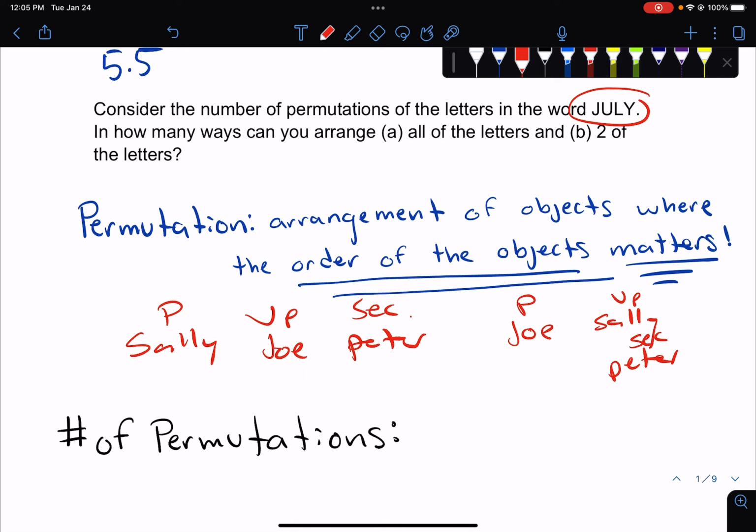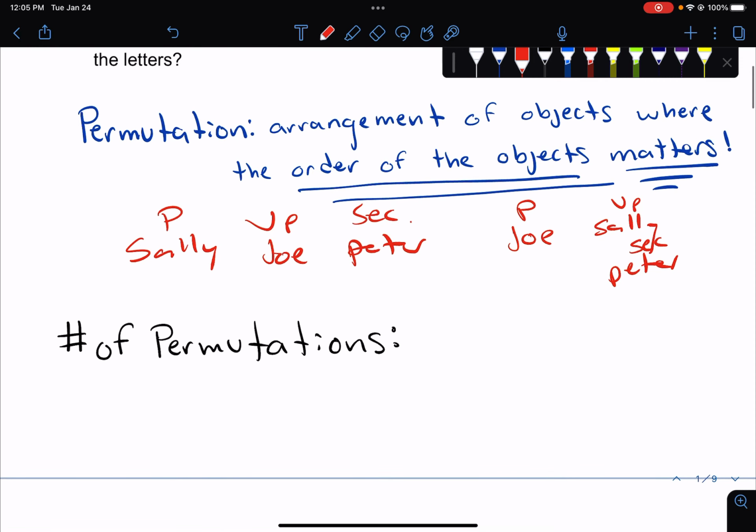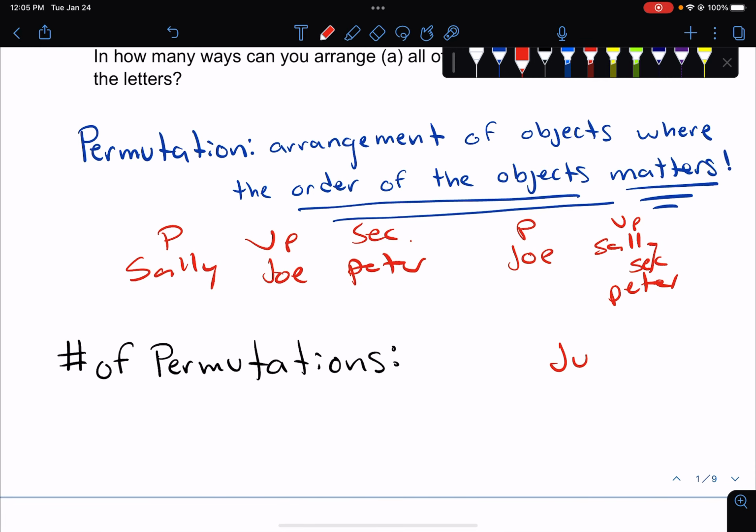So it's asking me to consider the number of permutations of the letters of the word July. What it means by that is July is one permutation. That's one way I can put them in order. I could also go backwards, YLUJ. I could also do U first, and then Y, and then J, and then L. These are all called permutations. And the question is, how many different permutations are there?